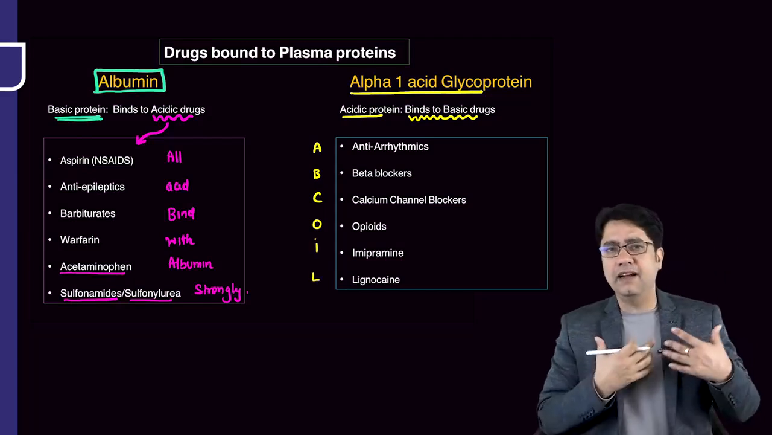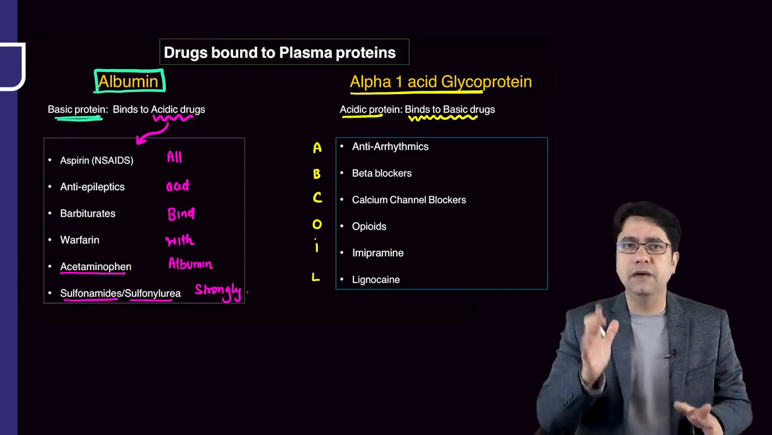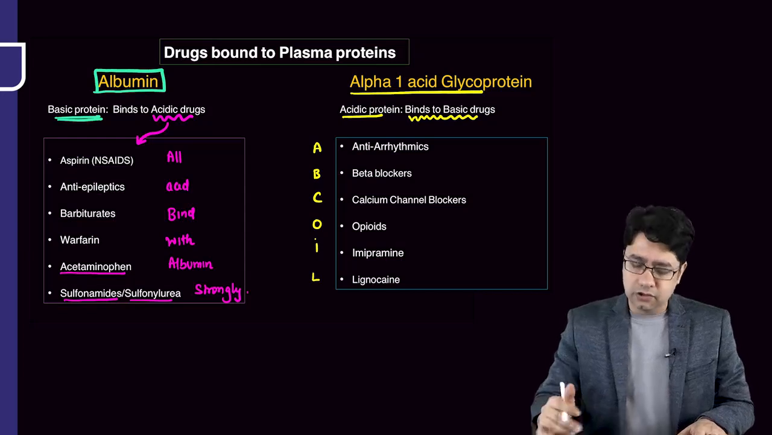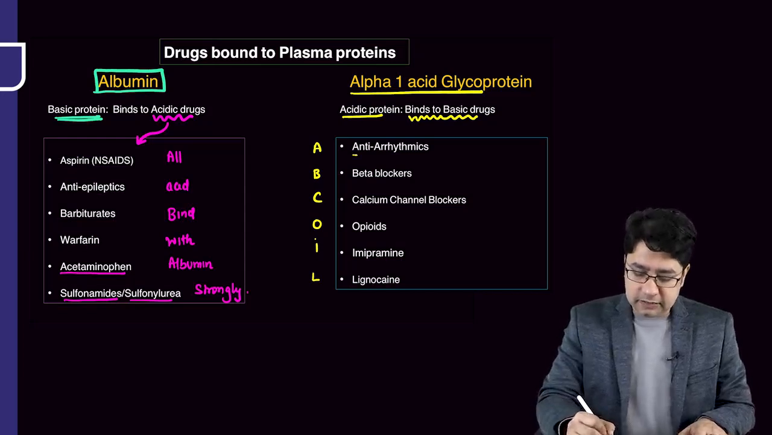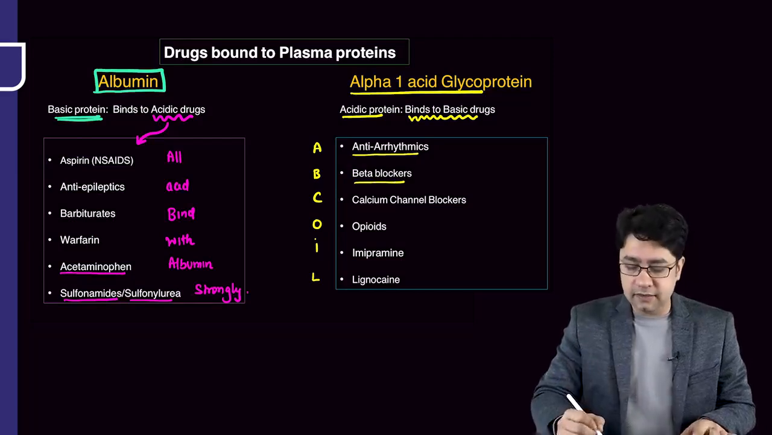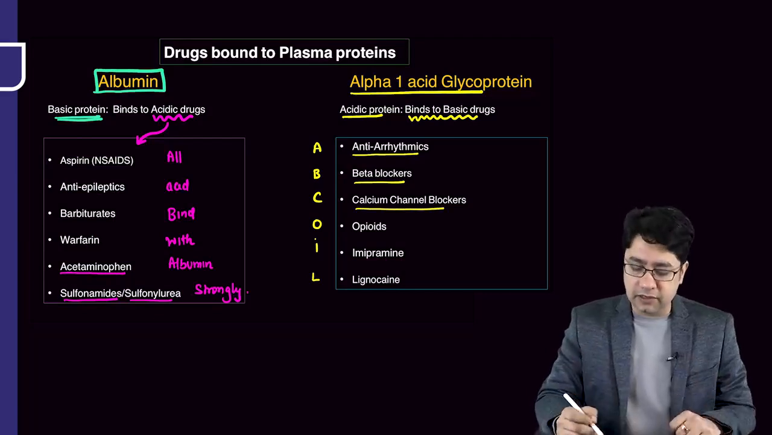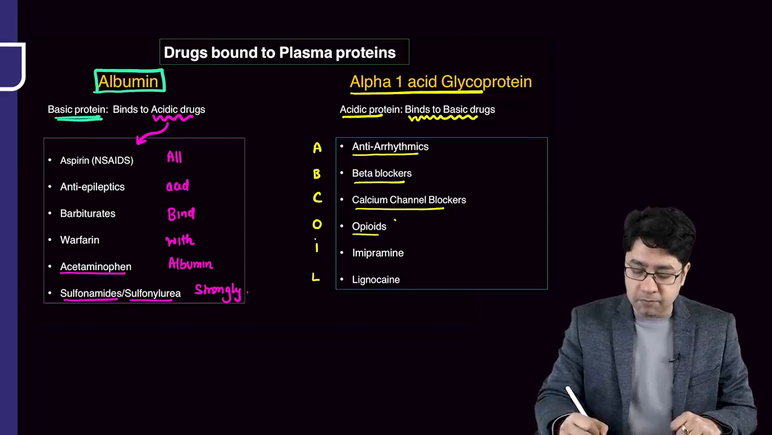So remember, any drug acting on heart, used in heart condition, will be a basic drug. Okay. So anti-arrhythmic drugs, beta blockers like propranolol, they act on heart. Calcium channel blockers like verapamil, they also act on heart. Opioids like morphine given for MI patients.